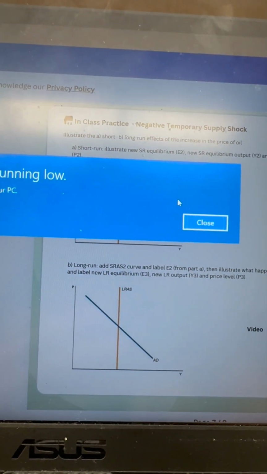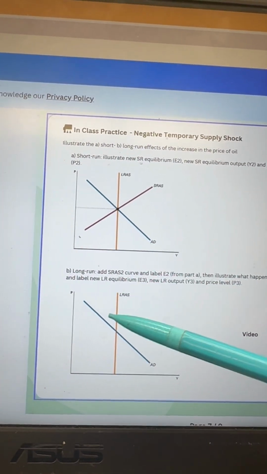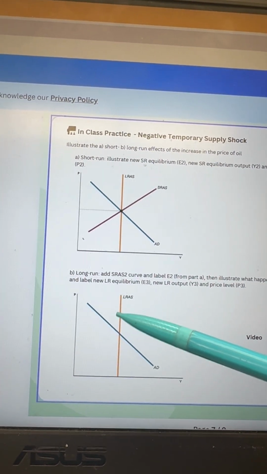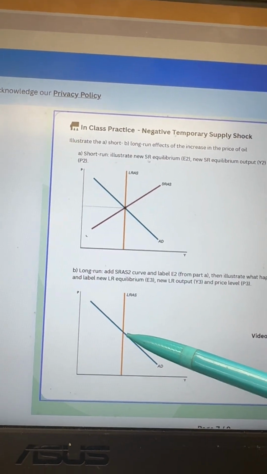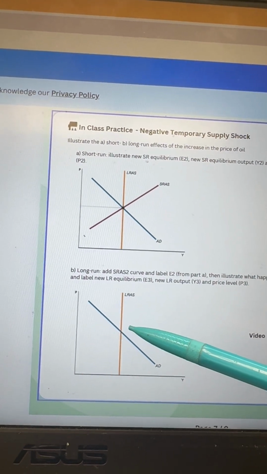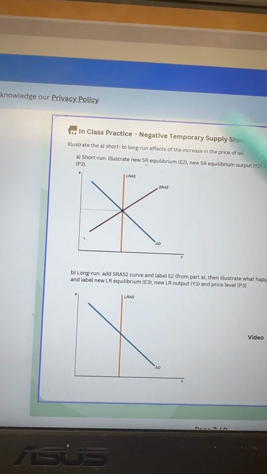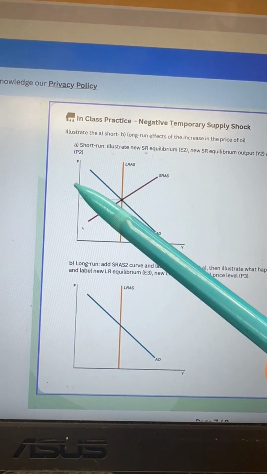So for here, even if there's an increase in the price of oil, the long run aggregate supply would be vertical and the equilibrium would be right here in the middle. It's very important to remember that long run aggregate supply always corrects itself and becomes vertical, while short run aggregate supply can shift to the left.